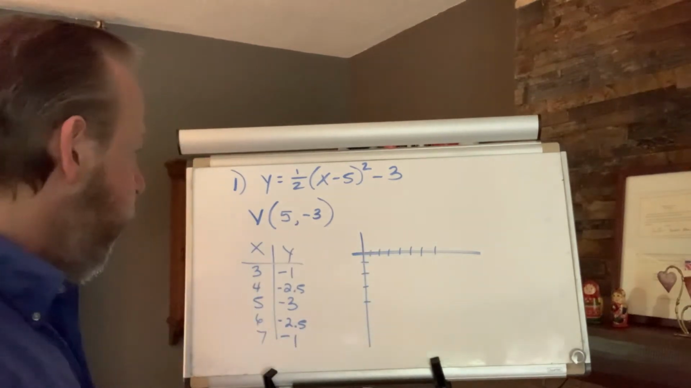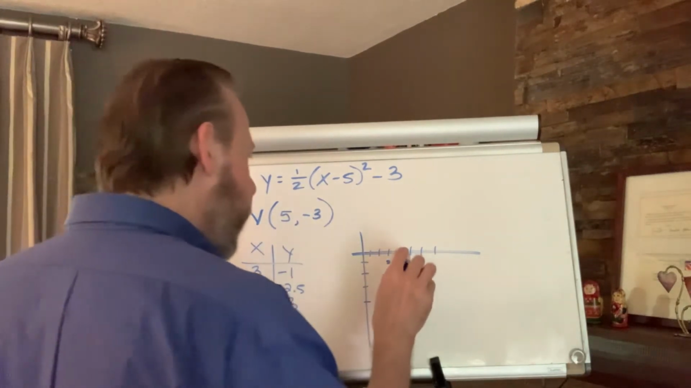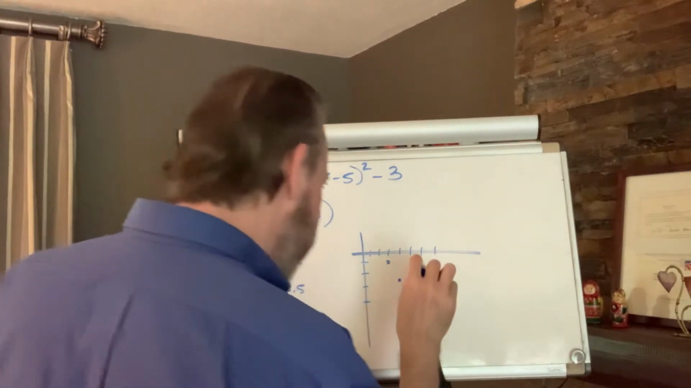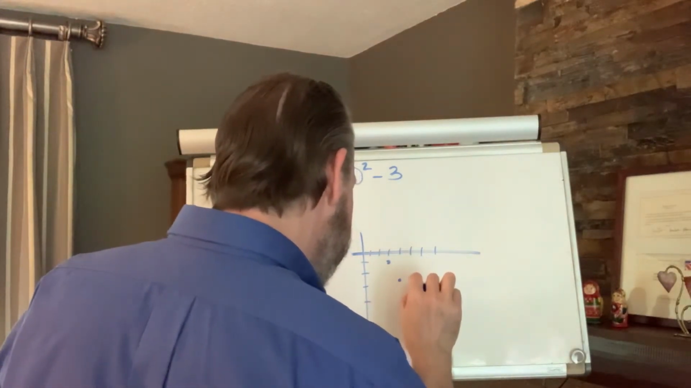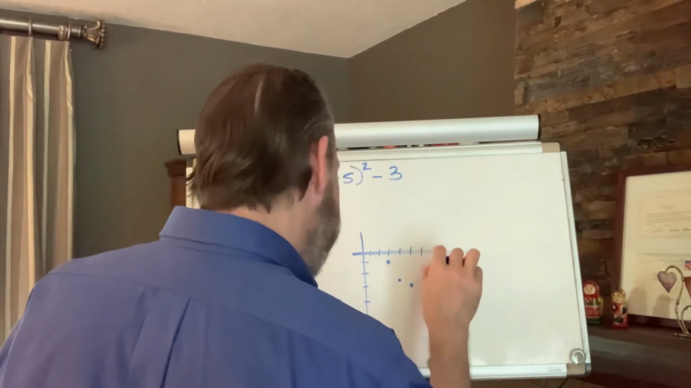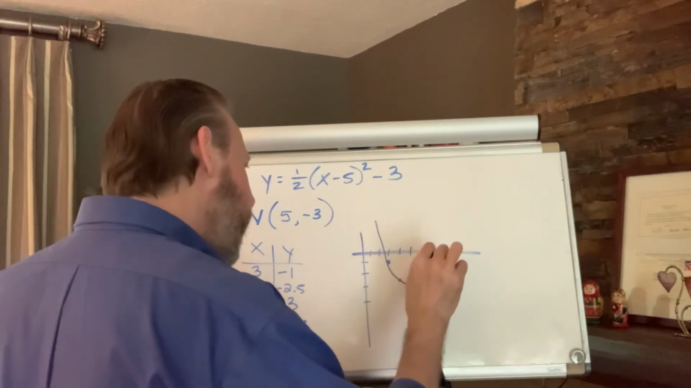Okay, 3, -1 is right there. 4, -2.5 is around about over there. 5, -3 is just a little bit lower. 6, -2.5 is right about there. And 7, -1 is right about there. And I'm going to just sketch my parabola through it.